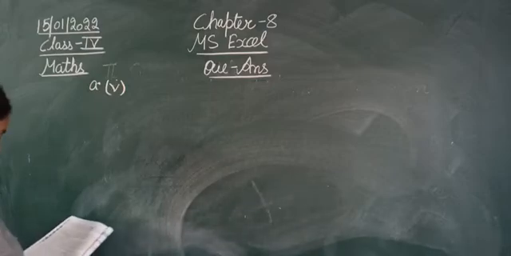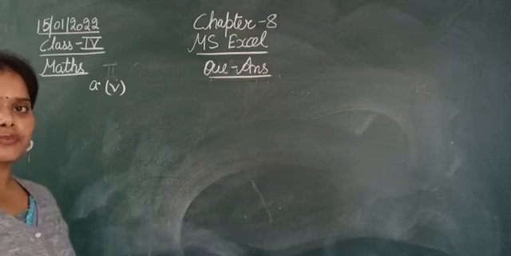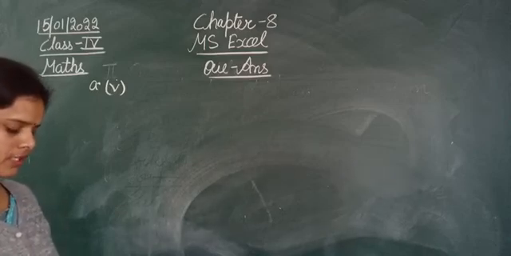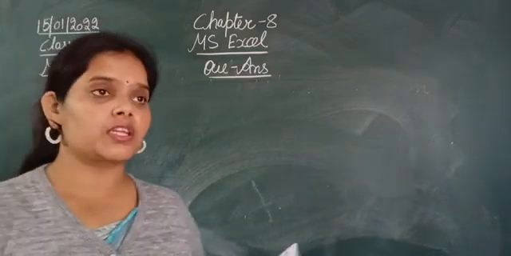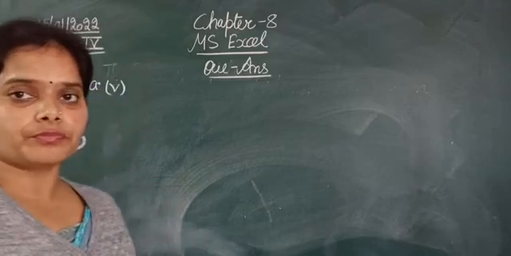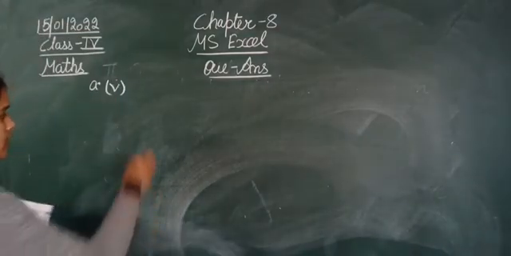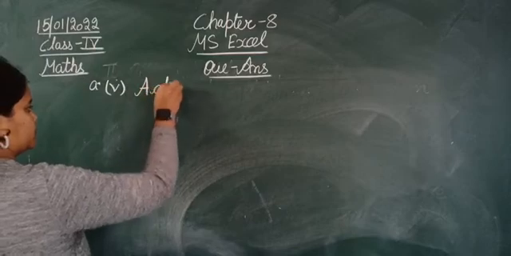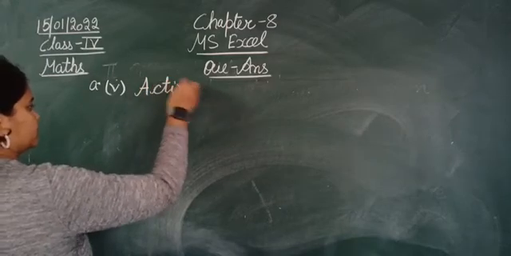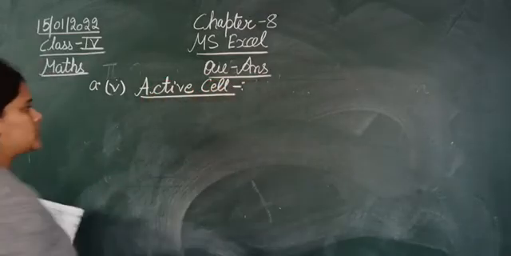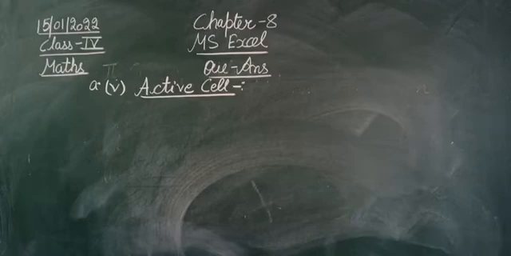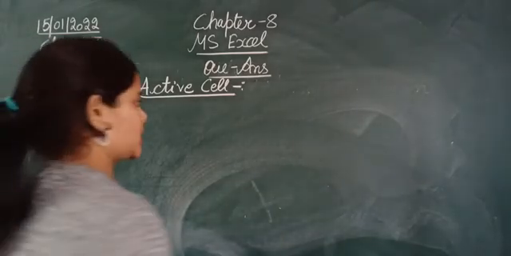The fifth is active cell. So what is an active cell? This is the fifth term that we need to explain. A cell which has a dark border around it is known as an active cell.